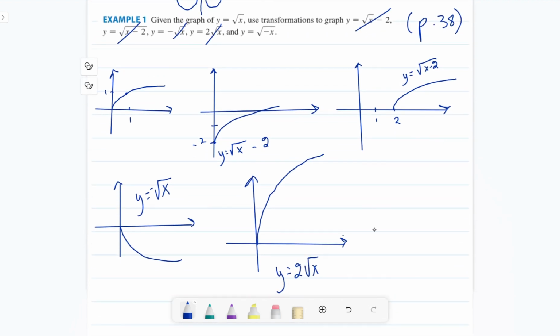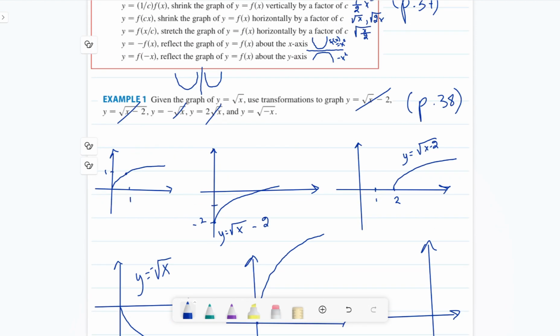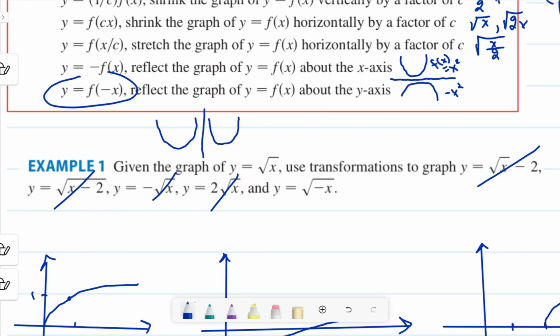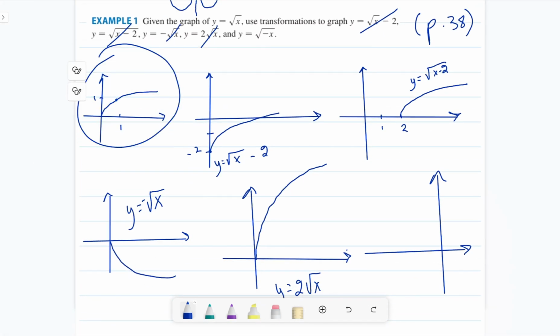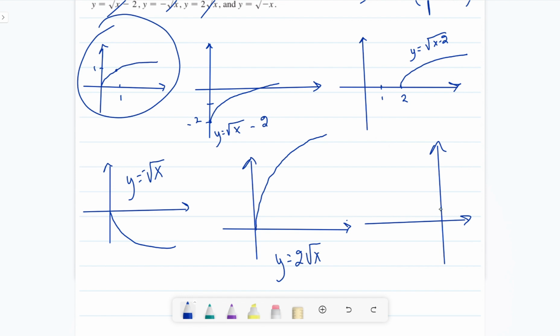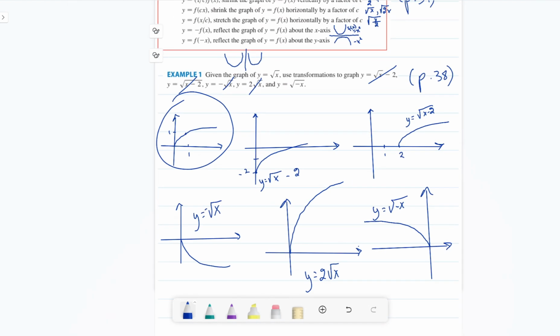And now we will do y equals square root of negative x. What did we say about this in the rules when we have a negative? So y equals f of negative x, we reflect the graph of y equals f of x about the y-axis. So if this right here is the graph, the reflection on the y-axis will look something like this. And this is y equals square root of negative x.